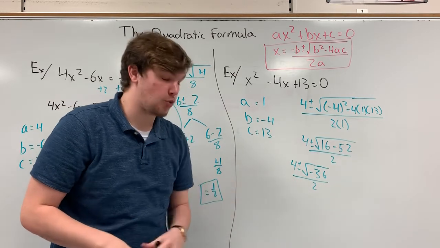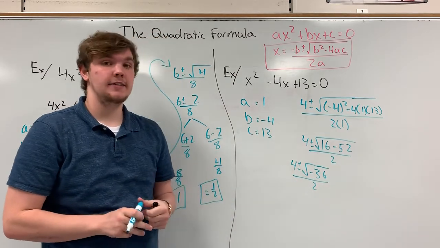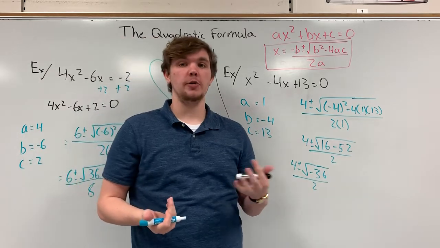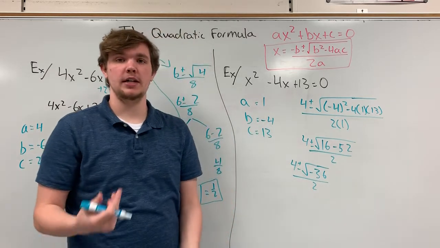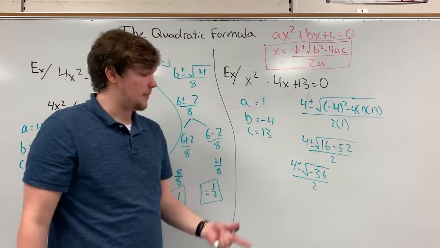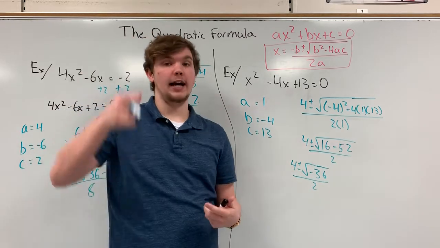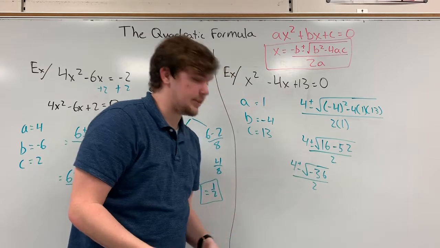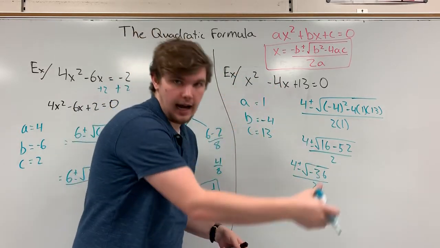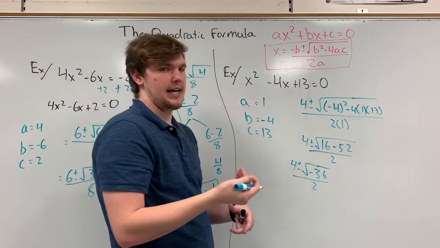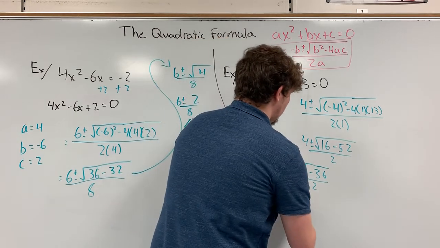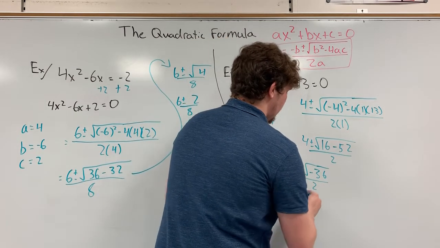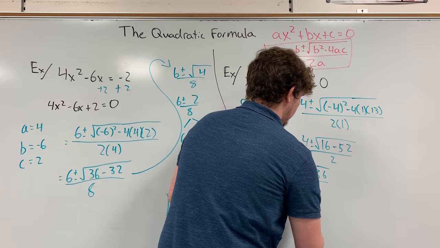So to simplify the square root of negative 36, first of all, we all know that the square root of 36 is just 6, okay? But then, because I have that negative in there, I have to pop out the i. So the square root of negative 36 is 6i, okay? That i just kind of tags along. So 4 plus or minus 6i over 2.